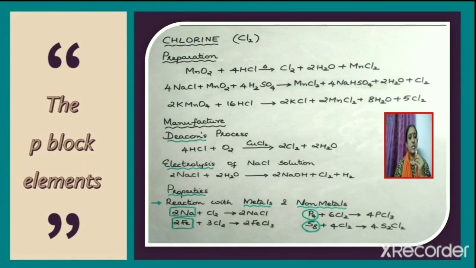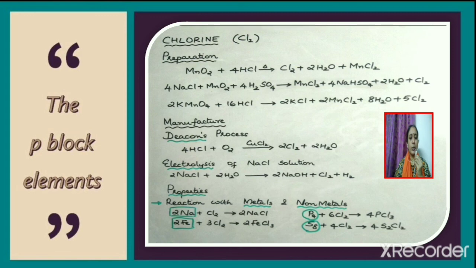Let us now discuss chlorine: method of preparation, manufacture and properties. Chlorine can be prepared in the laboratory by the reaction of manganese dioxide with hydrochloric acid. The products obtained are chlorine, water and manganese chloride. Similarly, chlorine can be obtained by the reaction of sodium chloride with manganese dioxide and sulfuric acid. The products obtained are manganese chloride, NaHSO4, water and chlorine. Chlorine can also be obtained by the reaction of KMnO4 with HCl. The products obtained are KCl, MnCl2, water and chlorine.